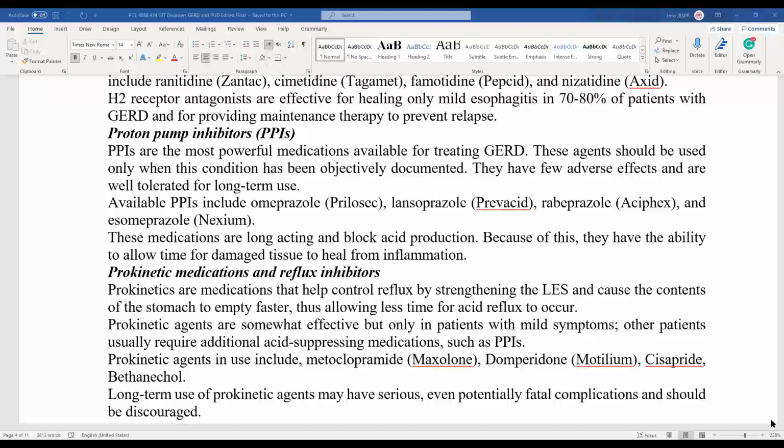But then we should be careful with long-term use of these medications, I mean, the prokinetic medications. Even any drug, even our paracetamol, we all know we shouldn't just be using paracetamol anyhow. So every drug, you have to be careful. You have to weigh the benefits against the risk. For some drugs, we are told specifically that long-term use can lead to fatal complications for the patient. So it should be discouraged.